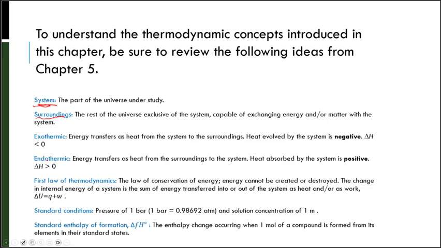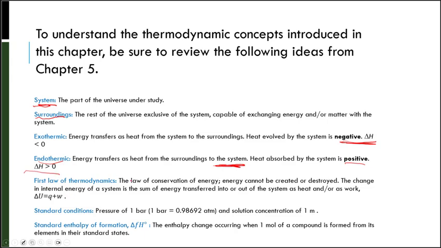We have exothermic and endothermic reactions. In an exothermic reaction, energy transfers as heat from the system to the surroundings. So heat is evolved by the system, and it is a negative delta H. An endothermic reaction is when energy transfers as heat from the surroundings to the system. So heat is absorbed by the system. Therefore, we have a positive delta H.